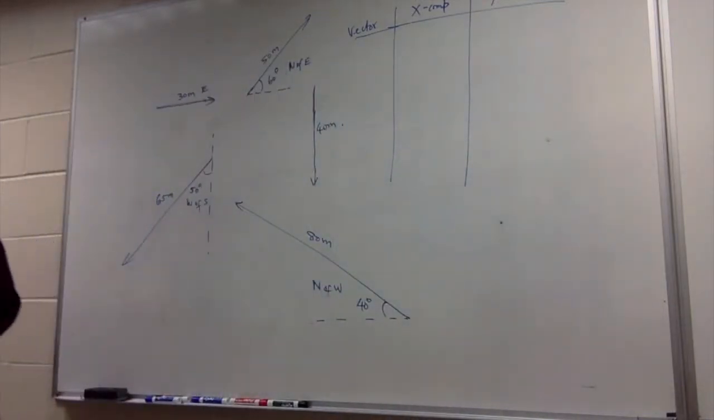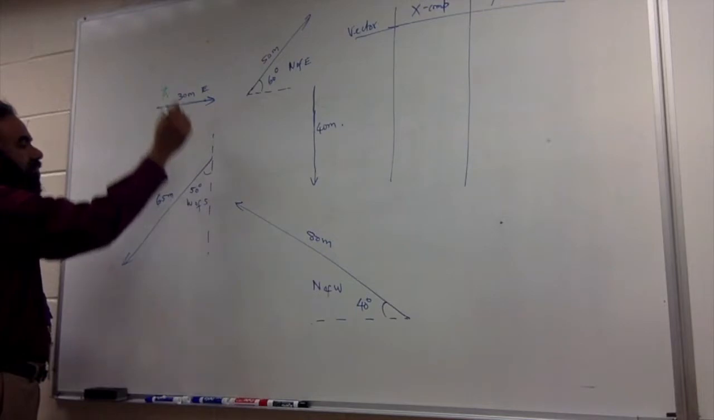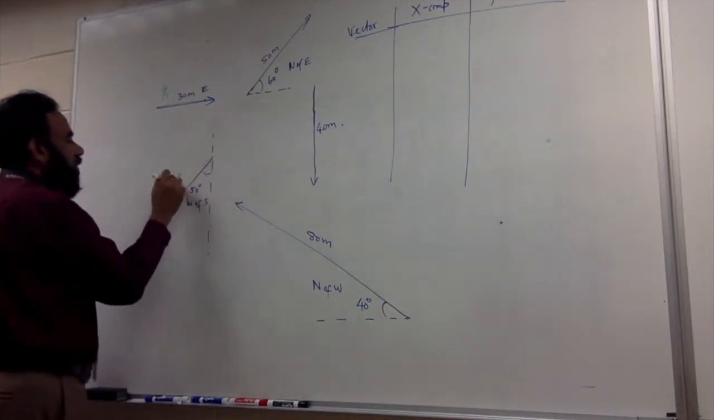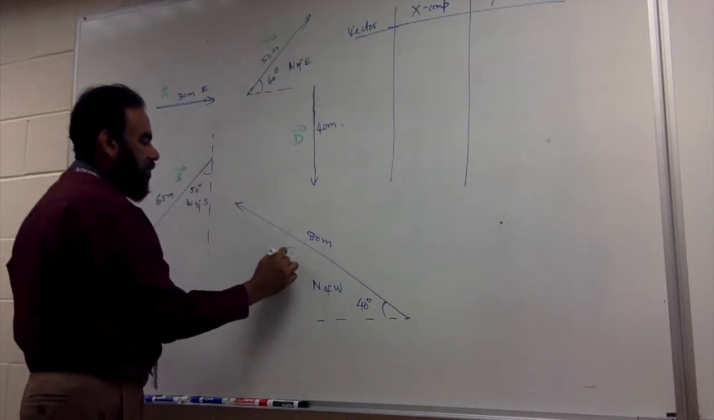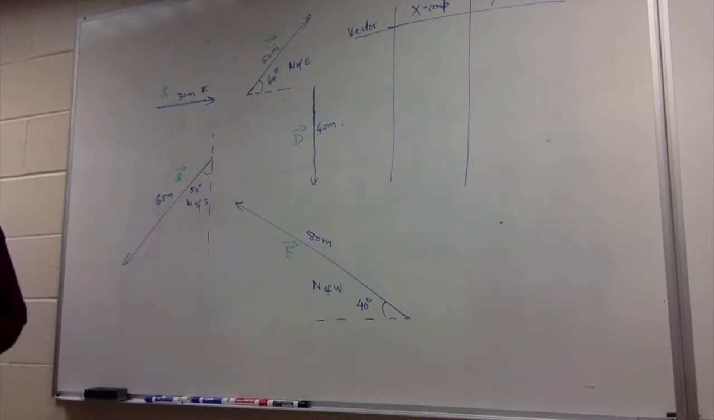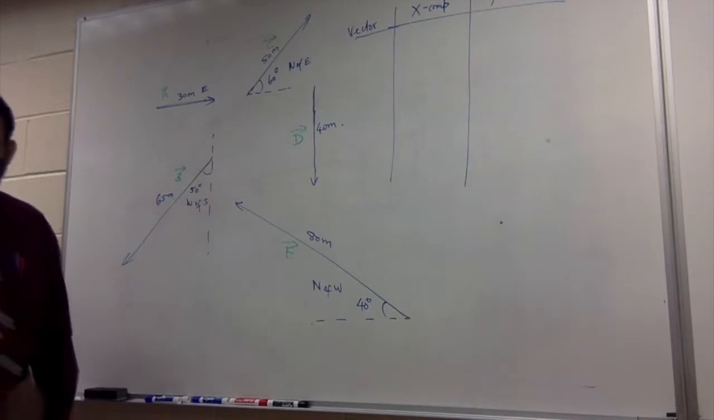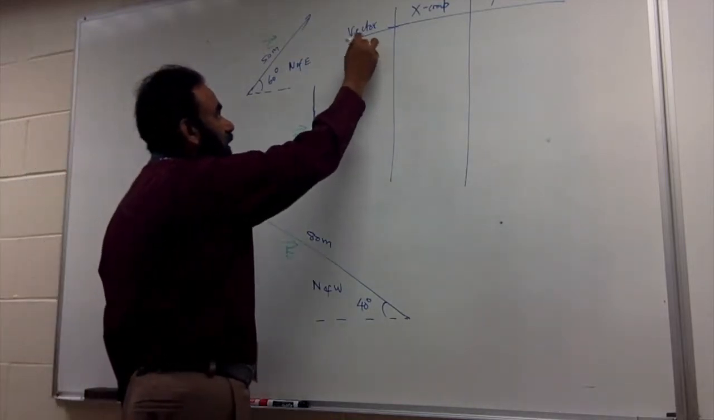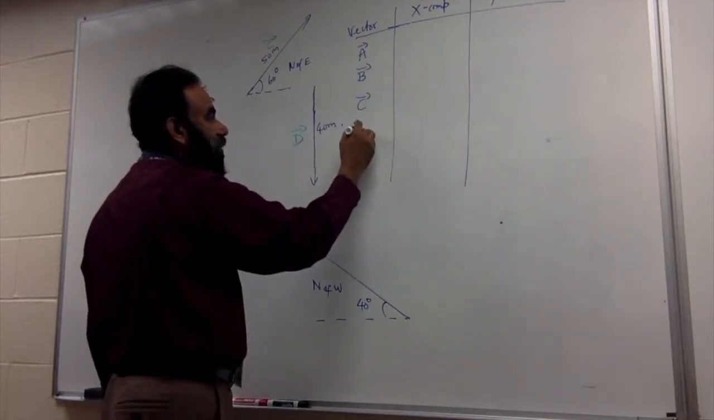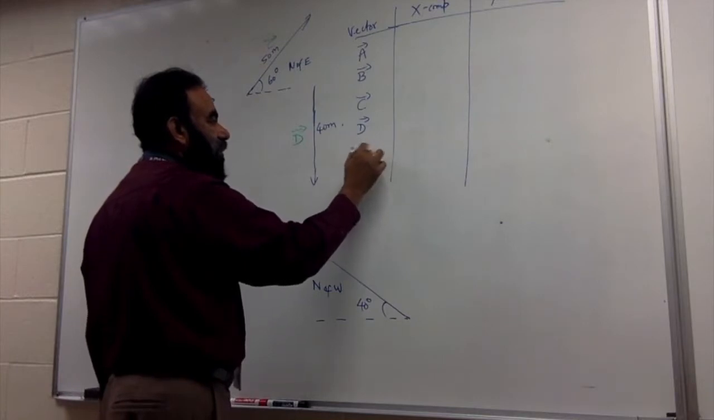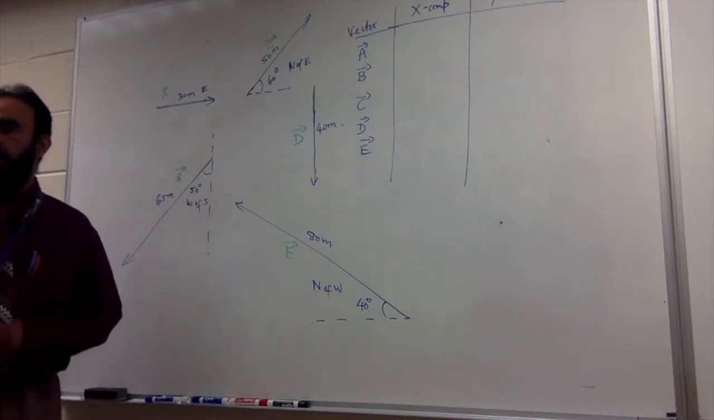Now, since I did not call them by some names, I have to give some names to these vectors. So let me call this A, let me call this B, let me call this C, D, E. Doesn't matter which one's called what. So I'm calling it A, B, C, D, E. So that is pretty much what I'm going to do here. I want vector A's components, vector B's components, vector C's components, vector D's components, and vector E's components. So let's start with vector A.